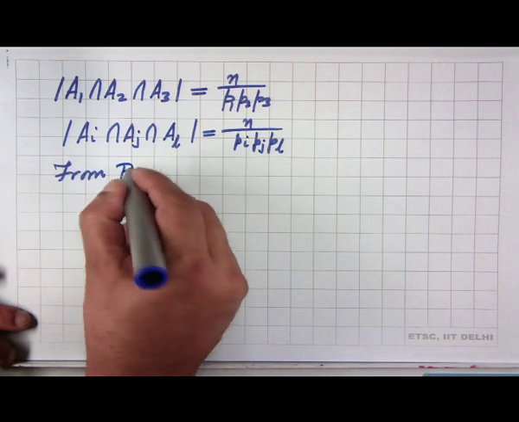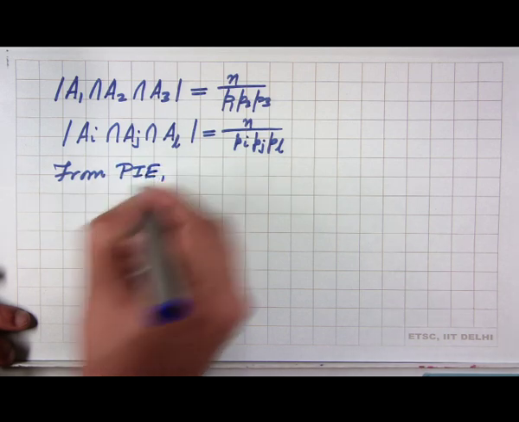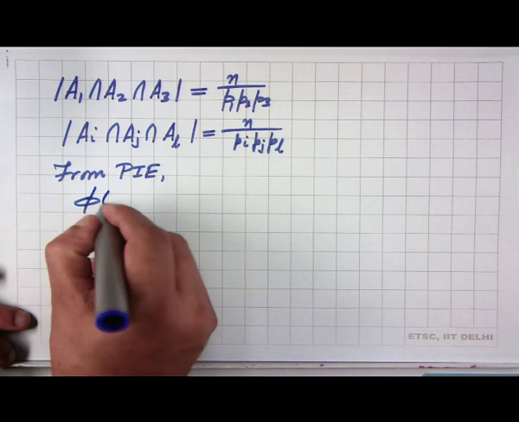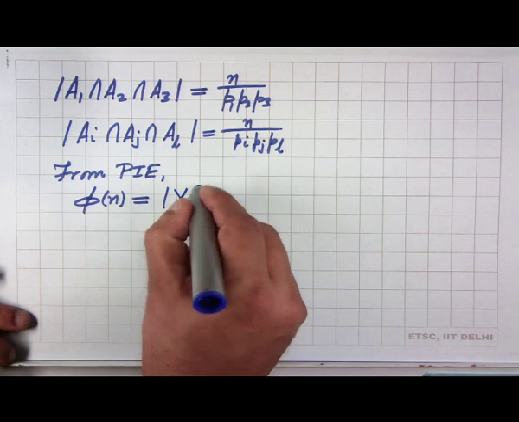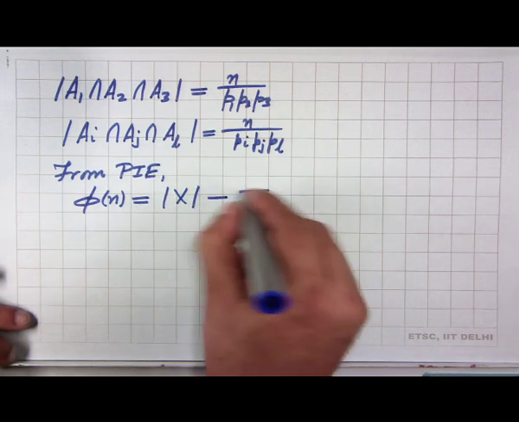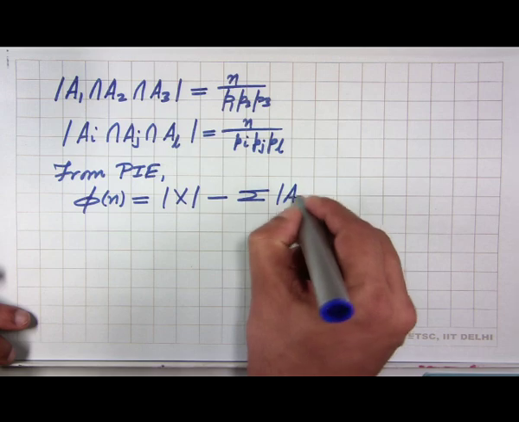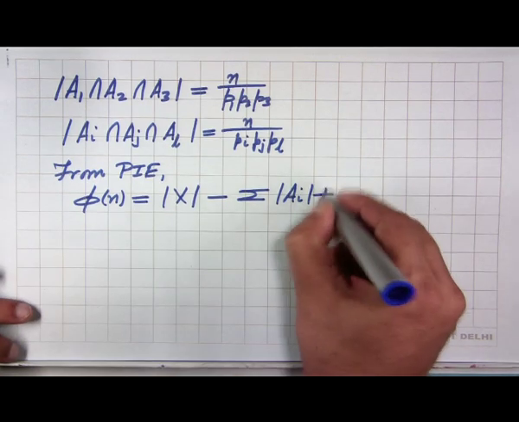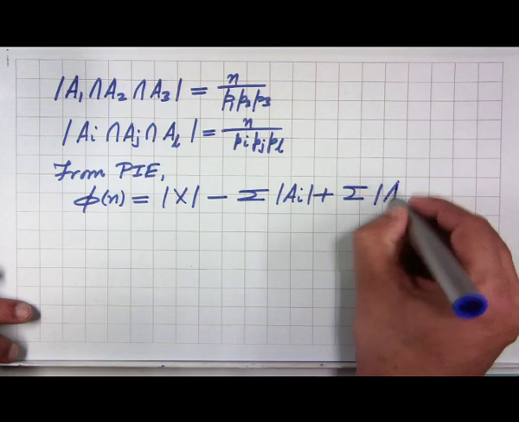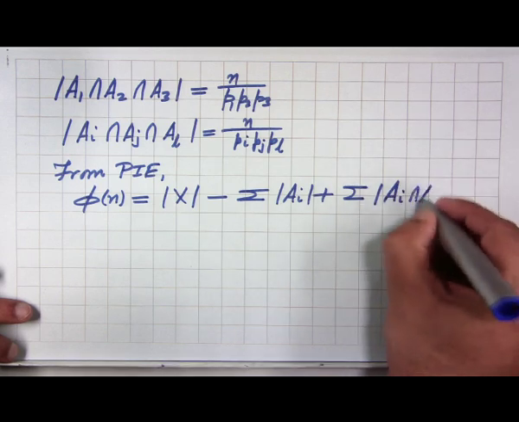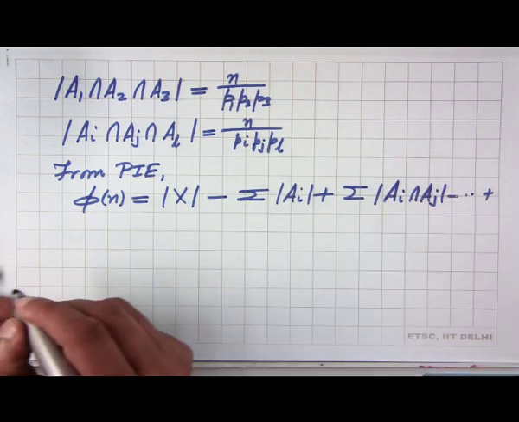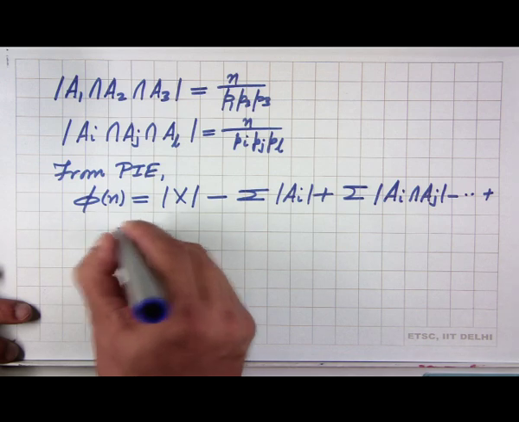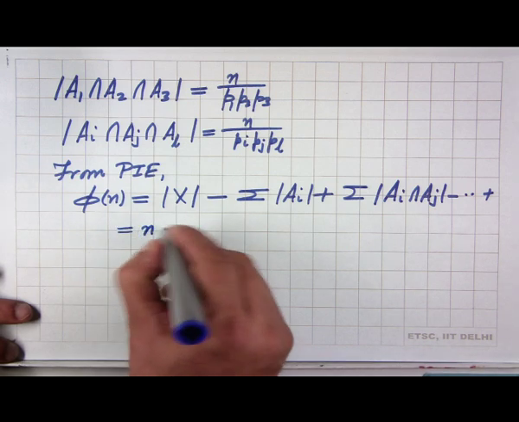From PIE, this is always the complement version, I get phi of n is, and let me write down the first few steps, the number of elements in X minus the number of elements in a typical Ai plus the number of elements in a typical Ai intersection Aj, and so on and so forth. How many elements in X? Well, I know that, n.